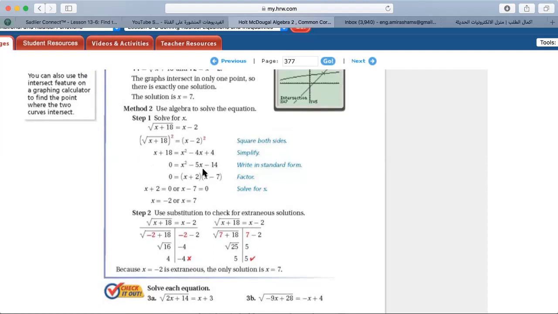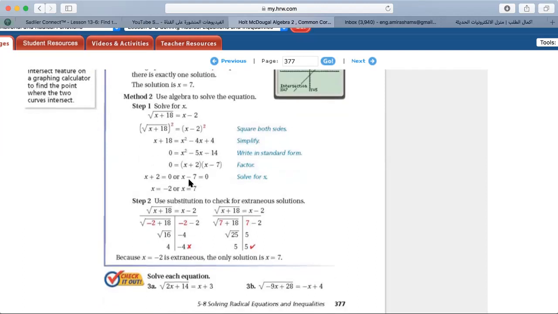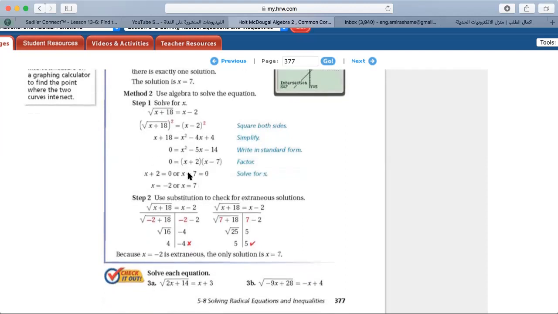I will collect all the like terms together and set the equation equal to 0. Then I will find the values of x. x is equal to -2 and x is equal to 7.